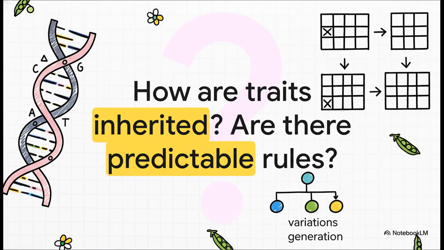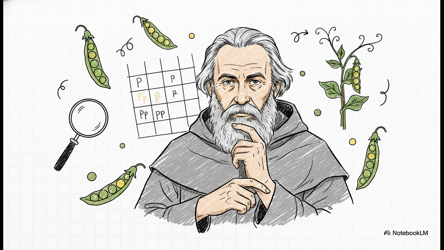Now, all of this leads us to our next big question. We know that these traits are inherited, but how? Is the whole process completely random, or are there some predictable rules that it follows? Well, a scientist named Gregor Mendel was the first person to figure out the basic rules of inheritance. In our next session, we are going to explore his brilliant work and learn about the laws that he discovered.